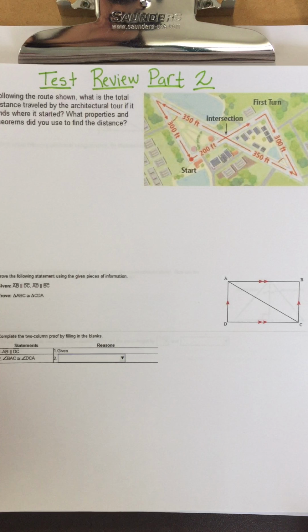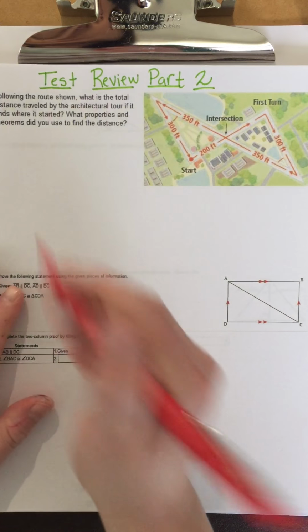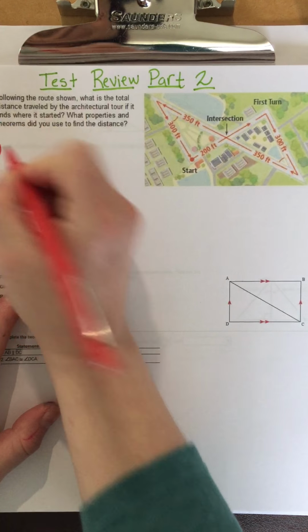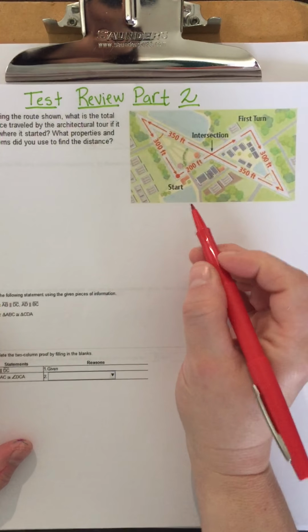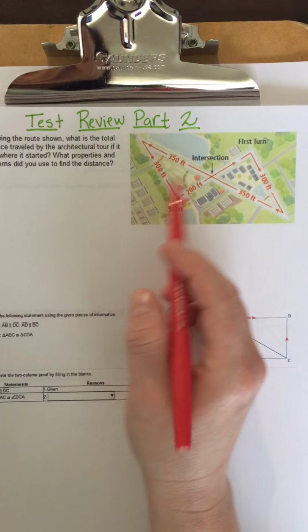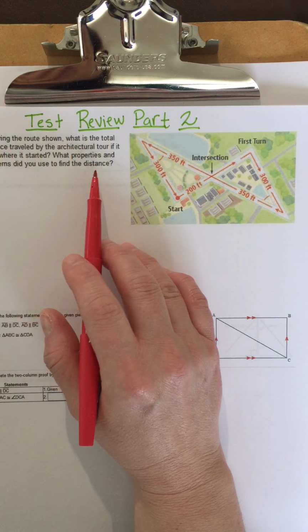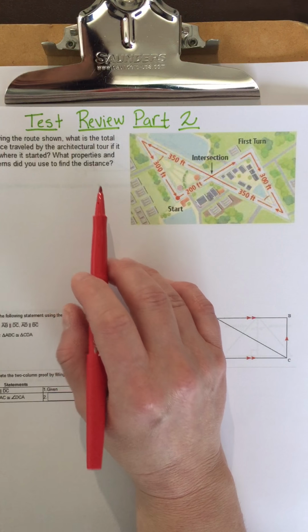Hey you guys, I just want to real quickly go over the test review, the second half. We left off on number 12, so this would be number 12. Alright, so they give us this image right here. It says, following the route shown, what is the total distance traveled around? If it ends where it started, what properties and theorems would you use to find that?